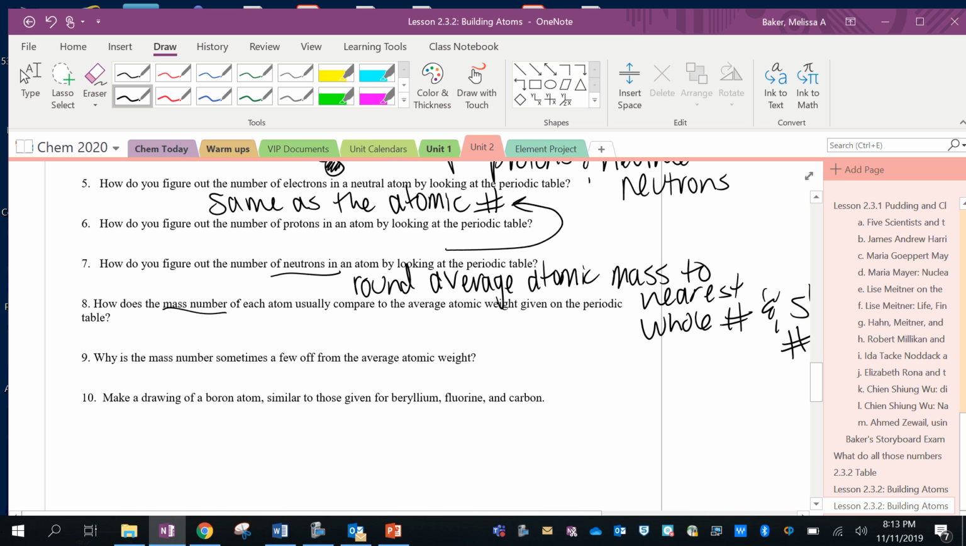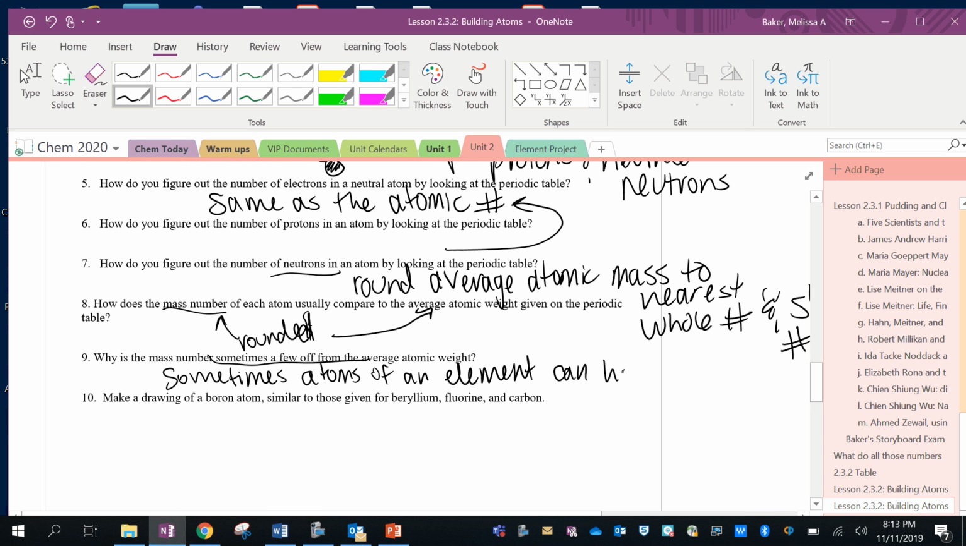So how does the mass number of each atom compare to the average atomic weight? Again, it's usually very close. It's just a rounded version of the average atomic weight. But sometimes it's off. So sometimes atoms of an element can have a different number of neutrons, or a variety of how many neutrons it has.